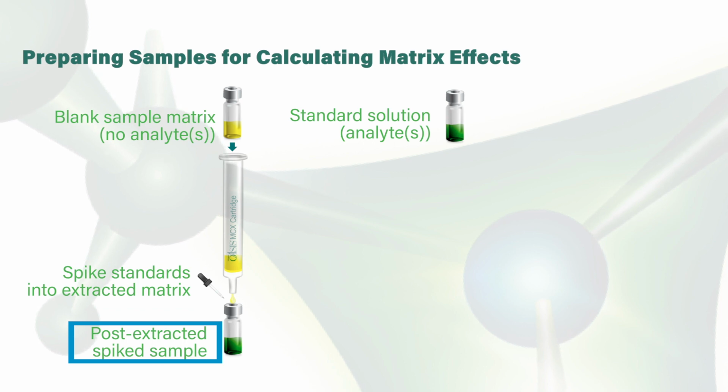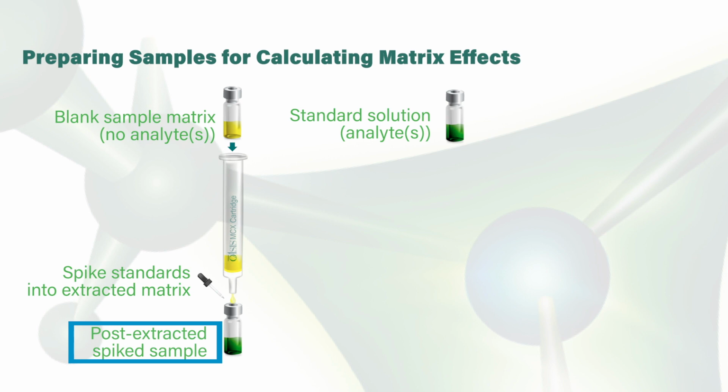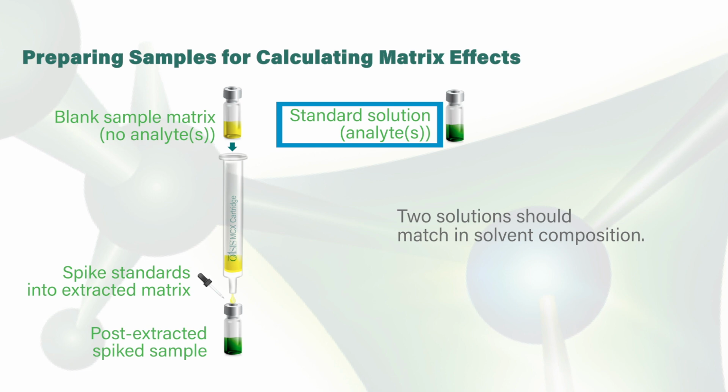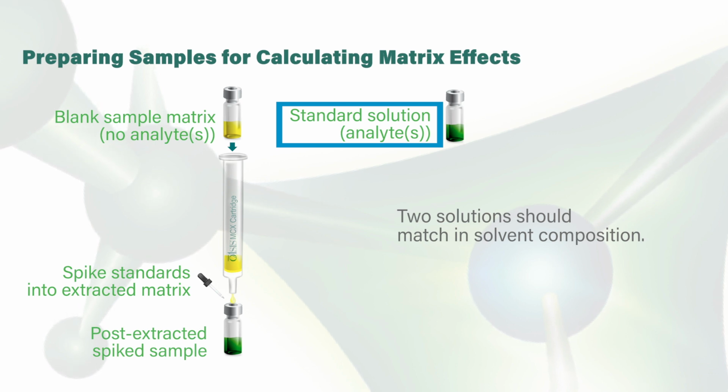Now, since we are evaluating matrix effects, it's important that we compare that post-extracted spike sample to a solution without matrix. So the second solution that we prepare is a standard solution that we spike the analytes into. So for example, if our post-extracted spike sample is in 75% acetonitrile and water, we want to make sure that our standard solution, where we spike our analytes into it, is also 75% acetonitrile and water.